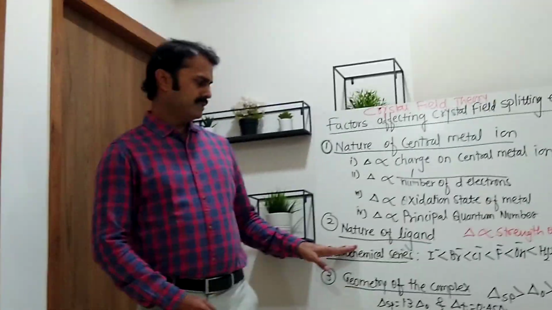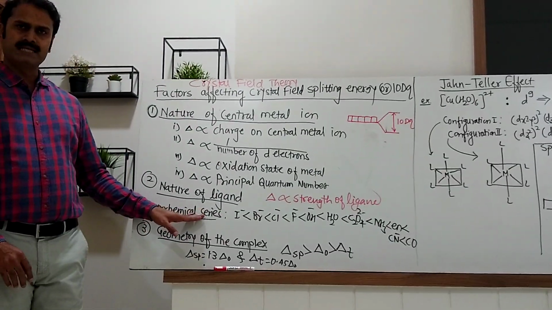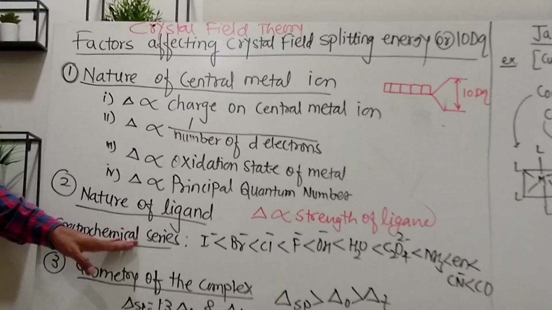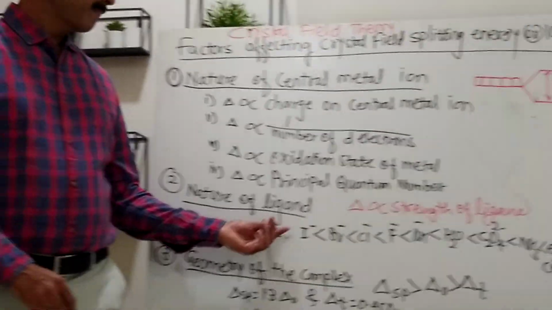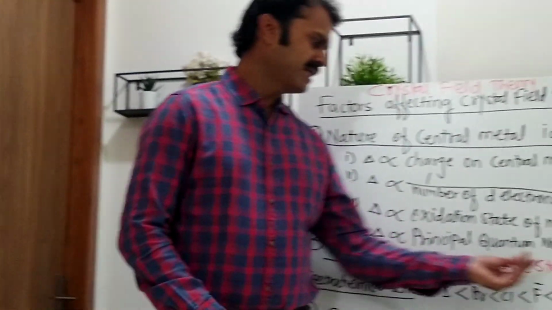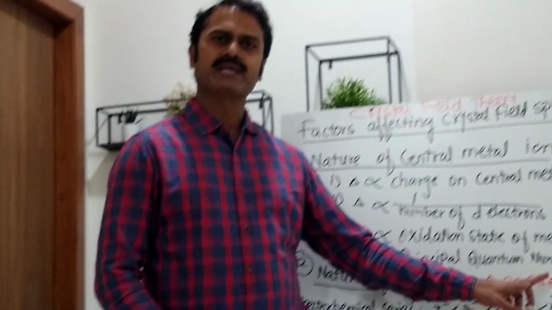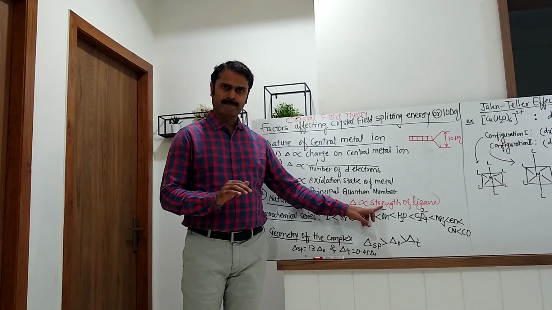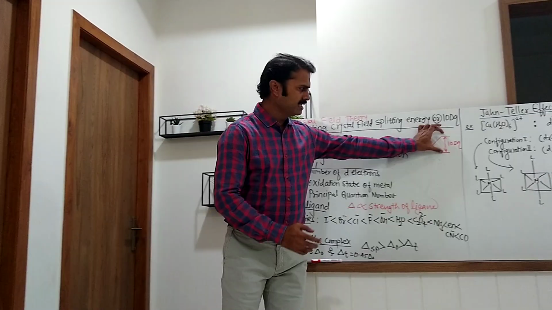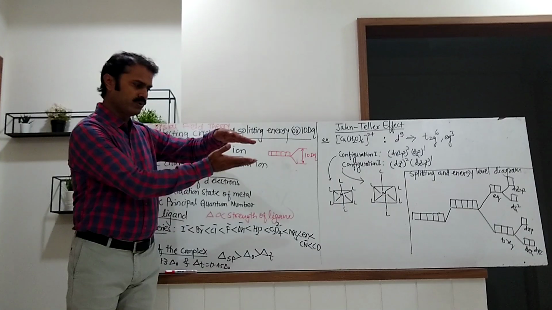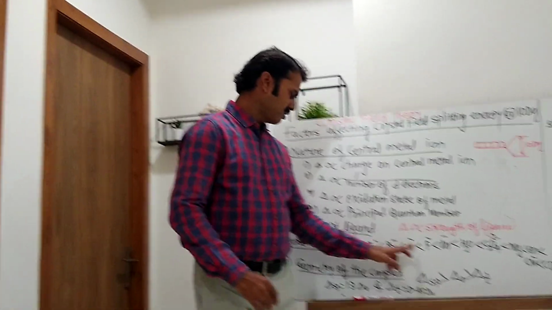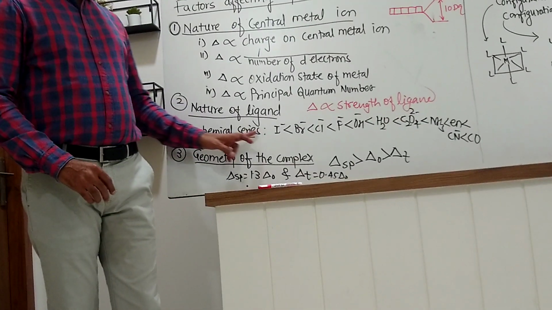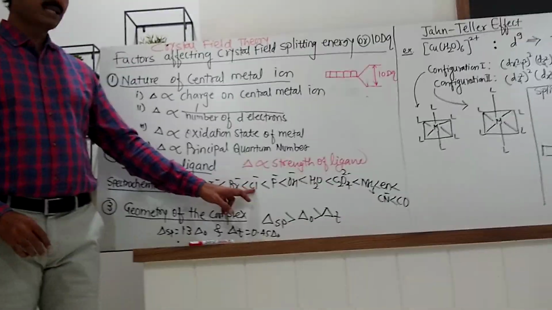Spectrochemical series. In the spectrochemical series, the ligands are arranged in their increasing order of field strength. When we compare strength of ligand with crystal field splitting energy, crystal field splitting energy is directly proportional to strength of ligand. It means crystal field splitting energy, or the value of 10 Dq, increases with increase in strength of ligand. Spectrochemical series gives the order of strength of ligand.